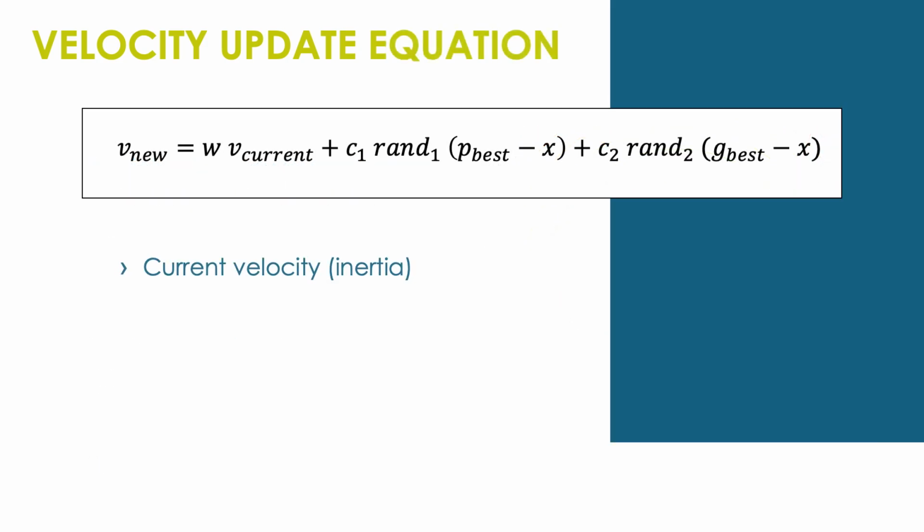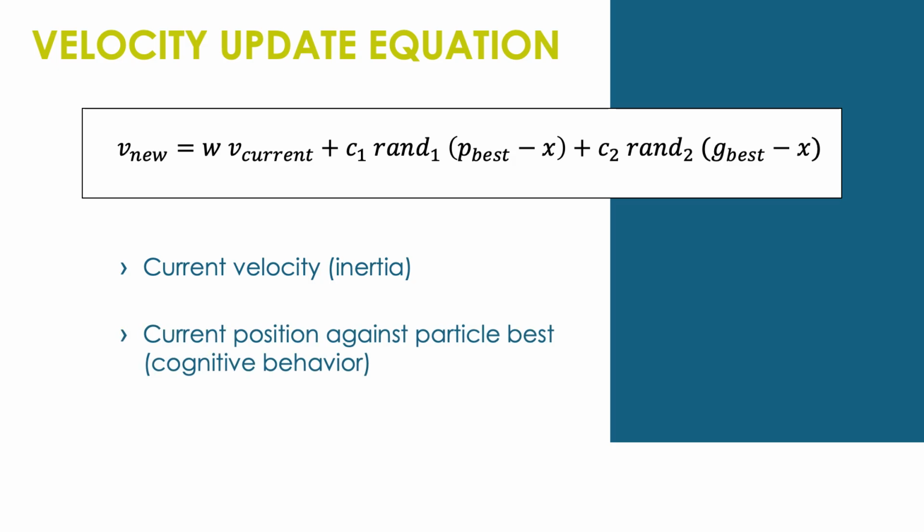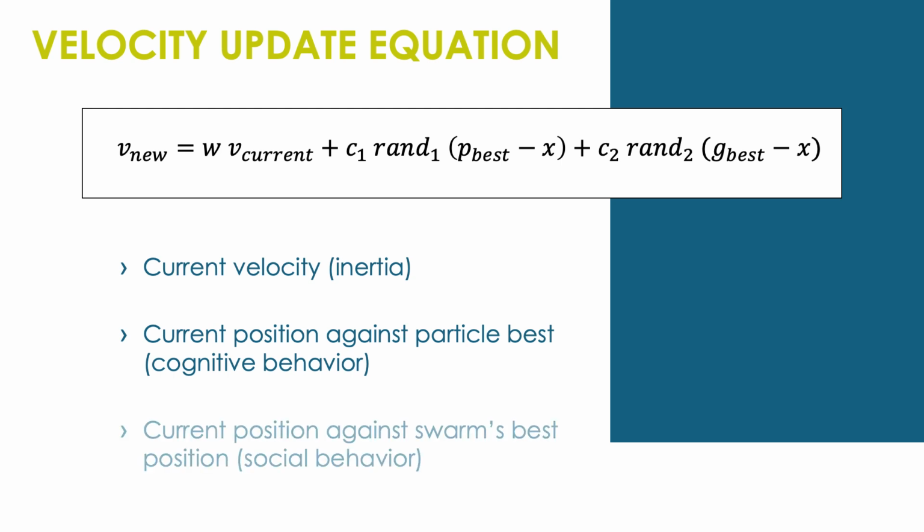The first term is related to the current velocity. Particles are assumed to have a certain inertia, quantified by w, meaning they tend to maintain their previous motion. Then, the current position is compared with the particle's personal best, and an additional velocity component pulls the particle toward this point. This represents the cognitive behavior. Similarly, the current position is compared with the swarm's global best, and the particle is drawn toward it. This represents the social behavior.